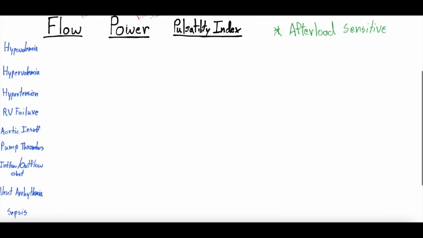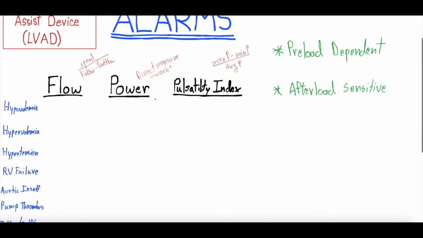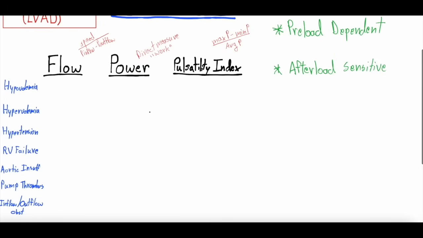Because the flow, power, and pulsatility index can then give you insight into whether the patient might be hypovolemic, hypervolemic, hypertensive, etc. Things to remember when we're talking about LVAD alarms and parameters is that LVADs are preload dependent, meaning the flow and power depend on the preload, and they're afterload sensitive, okay, meaning the afterload affects these things as well. So when the preload is robust, the flow is high. When the afterload is too high, that can drop the flow.